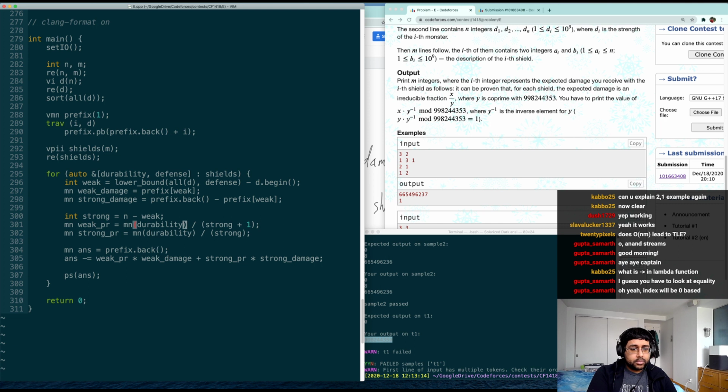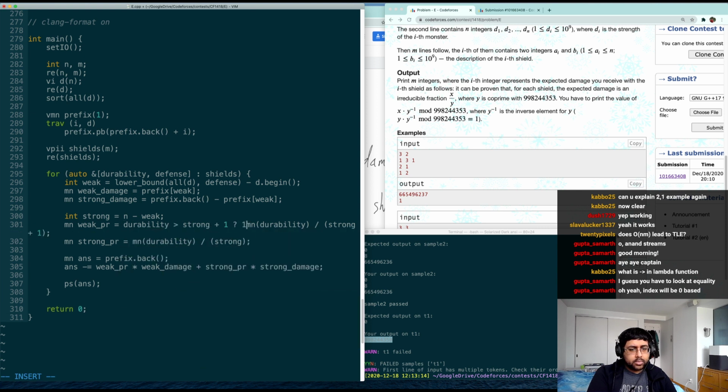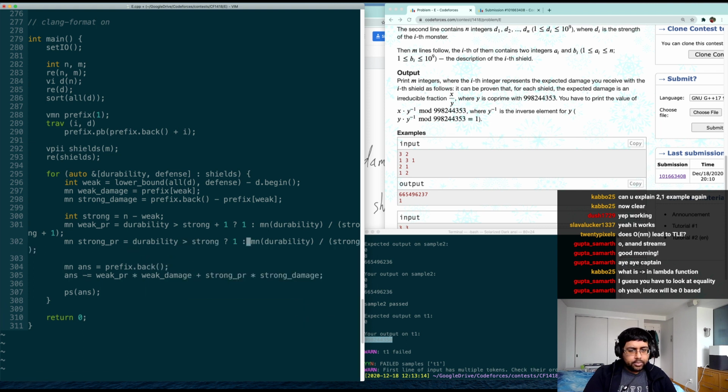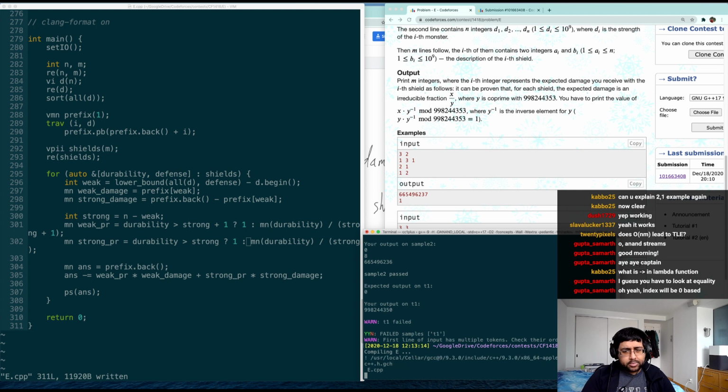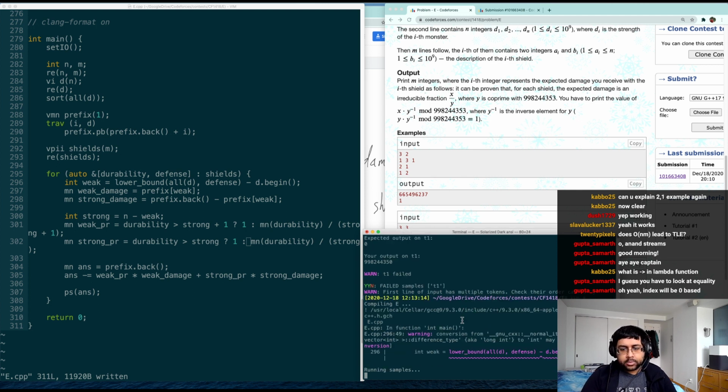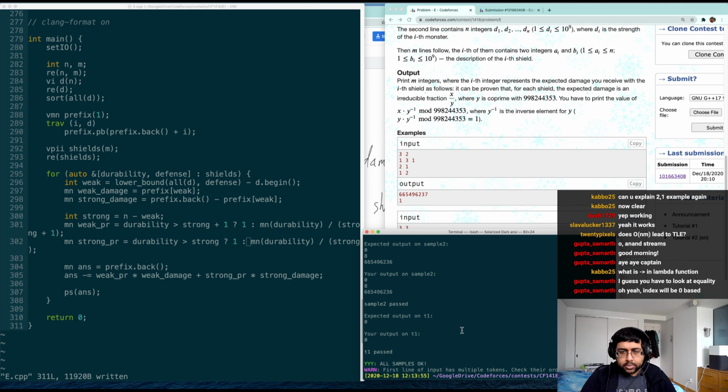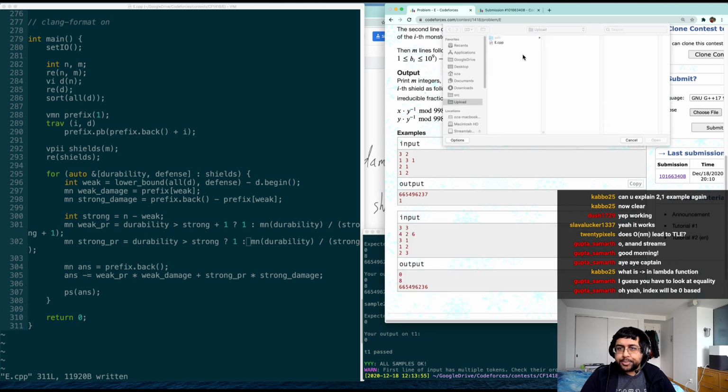So I guess this probability was, yeah, so I guess we can just check to see if the fraction is greater than 1 and special case that. Cool. All right, let's try submitting again.